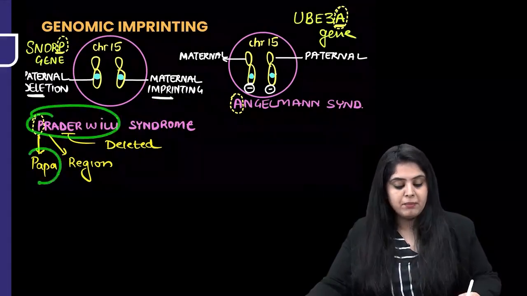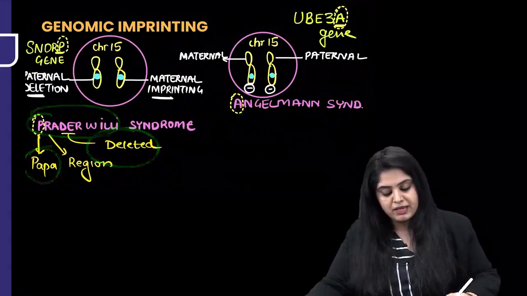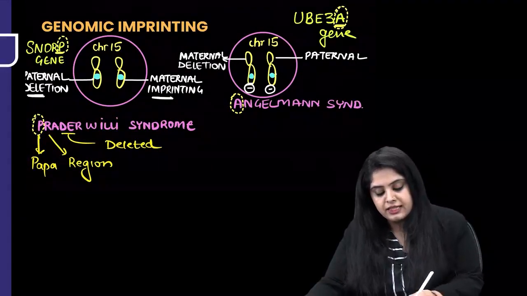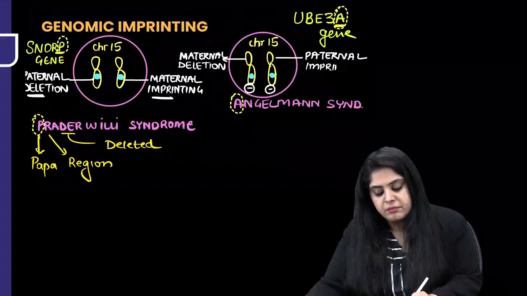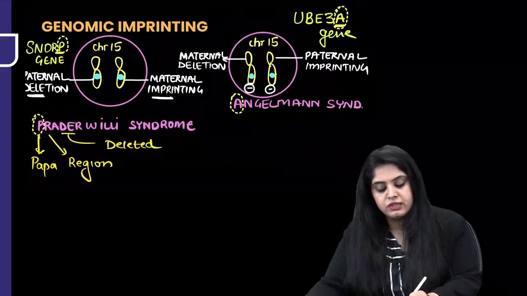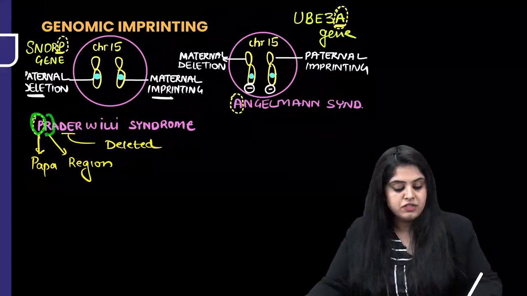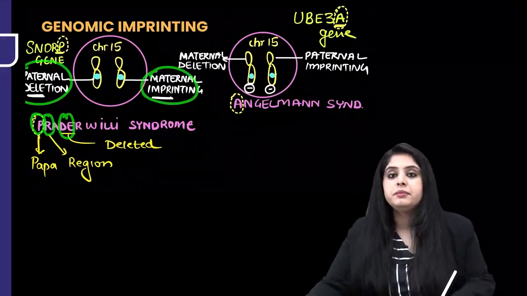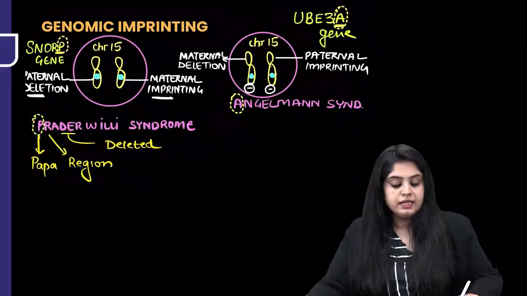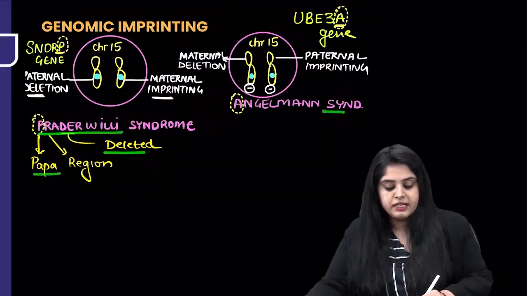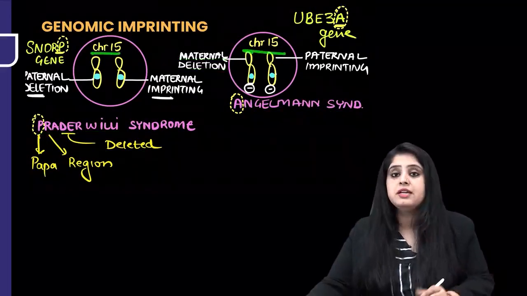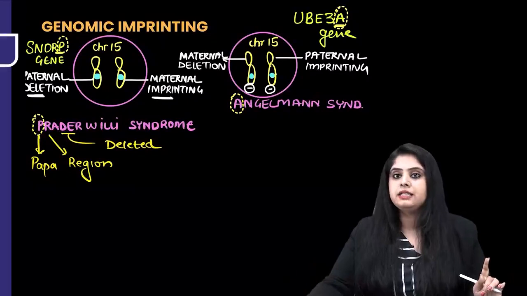In Prader-Willi, if papa was deleted, this means in Angelman, mother is going to be deleted. There is going to be maternal deletion and there is going to be paternal imprinting. Life becomes so simple. All that you have to learn is papa's region is deleted. So if papa is deleted in Prader-Willi, maternal is imprinted. And Angelman mein ulta. Sorted, everyone? Chromosome is the same, but the difference is imprinting and deletion.